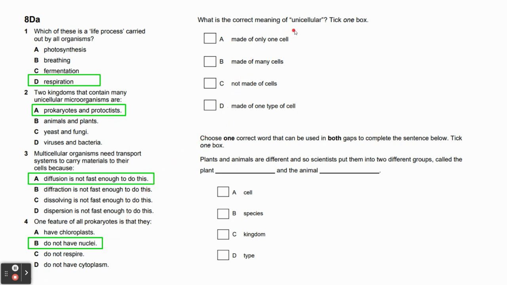What is the correct meaning of unicellular? Unicellular is made up of only one cell. It doesn't mean made up of one type of cell, because some simple organisms might be multicellular, but all of their cells might be very similar. It just means made up of only one cell. And the final one, plants and animals are different, and so scientists put them into two different groups called the plant kingdom and the animal kingdom.